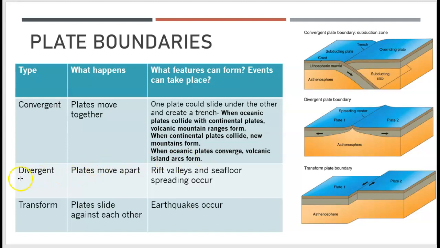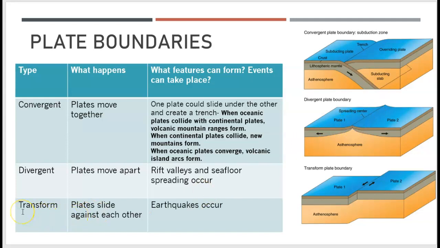Okay, the second type would be divergent. So divergent, moving apart, the plates drift apart from each other. These create rift valleys or seafloor spreading. So we get these spreading centers, and then kind of magma will erupt here in the middle and create new land or new ocean floor where the plates have spread apart from each other.